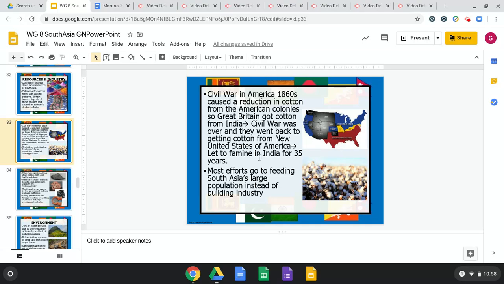Most efforts go to feeding South Asia's large population instead of building industry. So there's over 1 billion people that live in the Indian subcontinent, and most of the agriculture efforts really go to feeding those people. So they have different priorities. Then it's kind of hard for people to understand that sometimes. This whole idea of subsistence farming, it's really just to grow enough for the people to survive. It's not necessarily about building a wealthy nation, so on and so forth.